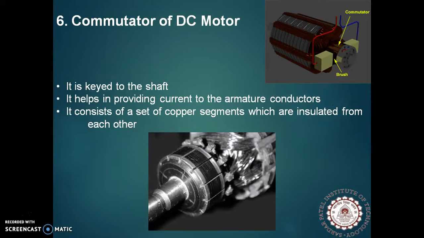Sixth part is the commutator of DC motor. The commutator is keyed to the shaft and it helps in providing current to the armature conductors. It consists of a set of copper segments which are insulated from each other.